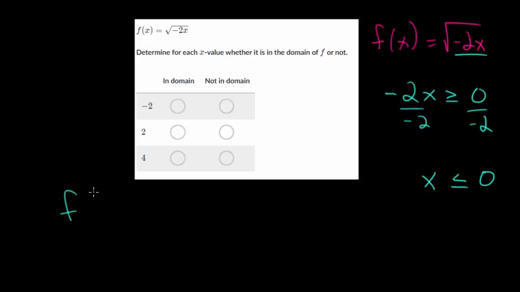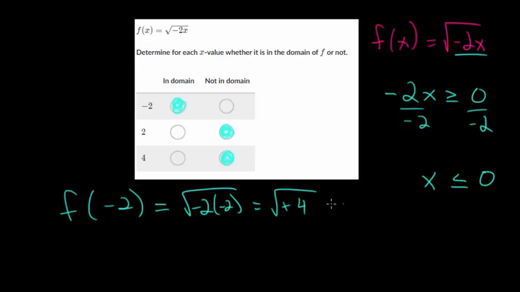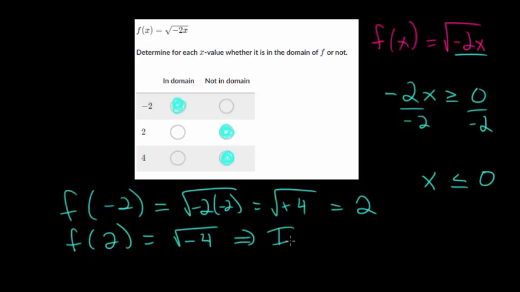So let's plug in negative 2 and see what happens. Though, based off what we figured out here, we already know that this is going to work and these aren't. But let's prove it by just plugging in the numbers. So you get negative 2 when you plug that in is the square root of minus 2 times minus 2, which again is just a positive 4, which has a nice clean square root of 2. So that one is definitely in the domain. But if you put in 2, you get the square root of minus 4, which we know is an imaginary number.